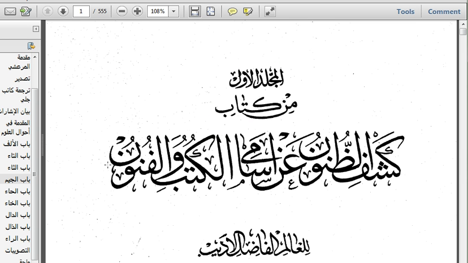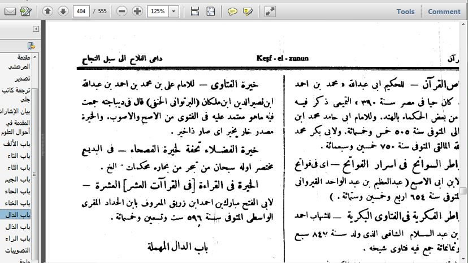So let's have a look at the book itself. Let's say we want to find a book. Now what he's done is he's listed the books, and with every name of every book, he's mentioned the author's name and a small introduction regarding the book itself. So let's look for a book, Dal.